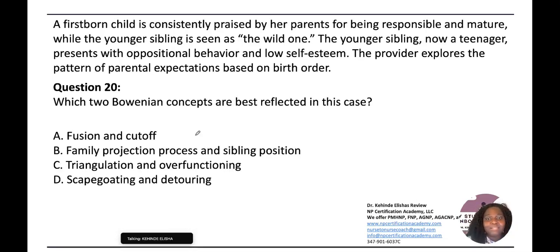A firstborn child is consistently praised by a parent for being responsible and mature, while the younger sibling is seen as the wild one. The younger sibling, now a teenager, presents with oppositional defiant behavior and low self-esteem. The provider explores the pattern of parental expectations based on birth order. The two Bowenian concepts that are best reflected in this case are: A, fusion and cutoff. B, family projection process and sibling position. C, triangulation and overfunctioning. D, scapegoating and detouring. Please drop your answers in the chat.